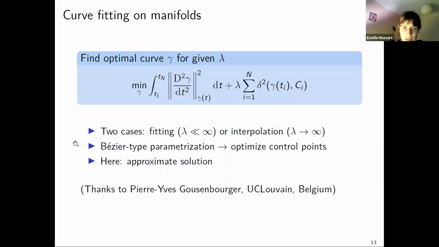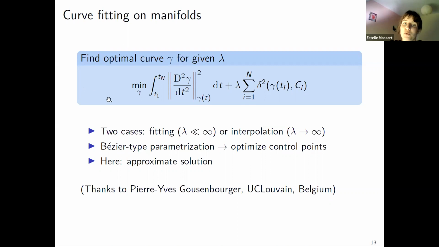So the way these methods, these curves are represented is by Bézier curves. Those curves are parameterized by a set of control points that will give us the shape of the curve. And then the control points are optimized in order to satisfy this criterion. Here, for the version of the code that I was using, we don't solve exactly the optimization problem, but we compute some approximate solutions.